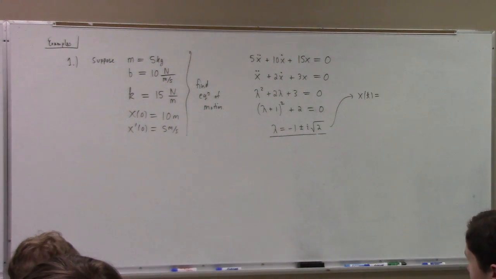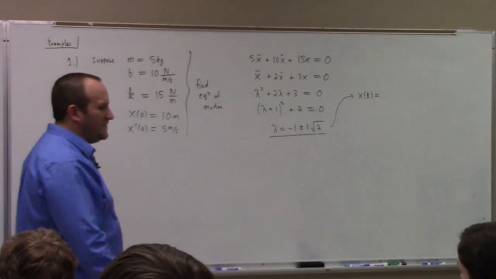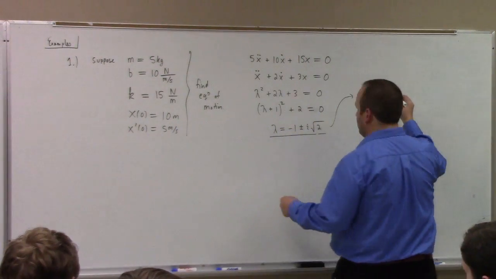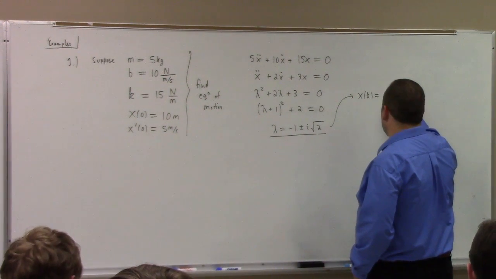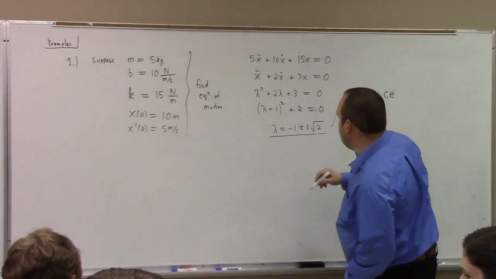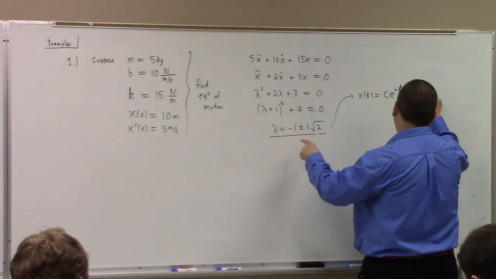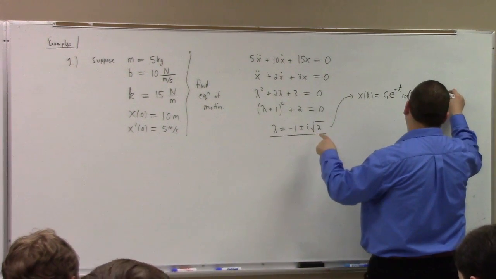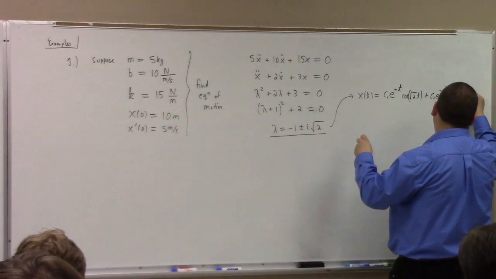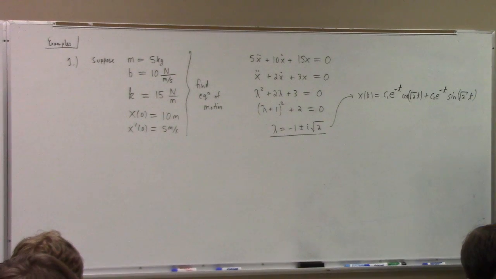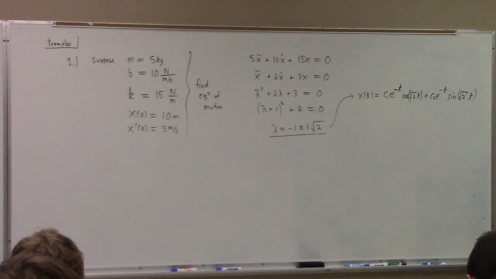What do you think we should do? What would be more convenient for the purposes of this problem? I think the C1, C2 would be easier to work with here. Let's go with the C1, C2 approach. C1 e to the minus t cosine root 2t plus C2 e to the minus t sine square root of 2t. Now we got to figure out what is C1 and C2.